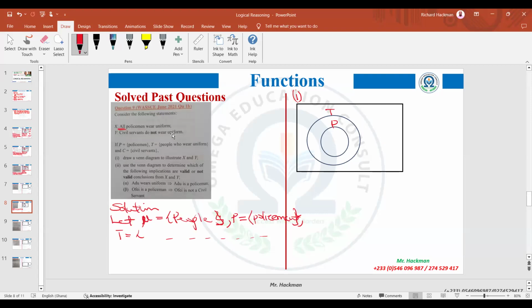Disjoint. Please, are you with me? Yes, please. So indirectly, it means no civil servant wears uniform. Is that clear? Yes, please. So you didn't see your keyword there, but indirectly you know the meaning. That's the more reason why I picked this question, so that you know that it's not always that in a statement you see your keywords there. So if you get to see your keyword, you thank God. Okay, so now I think we are good to go.